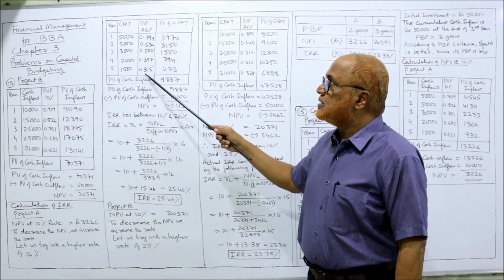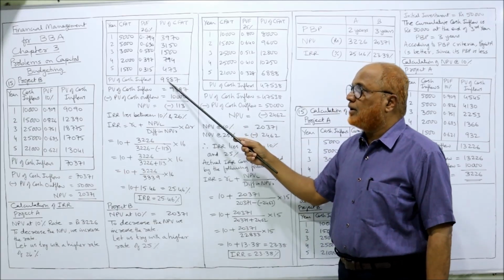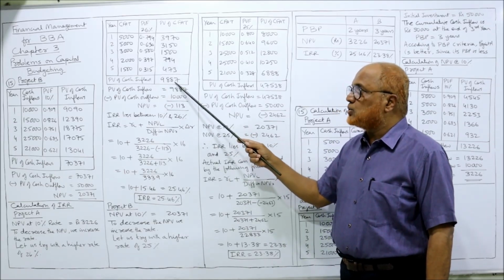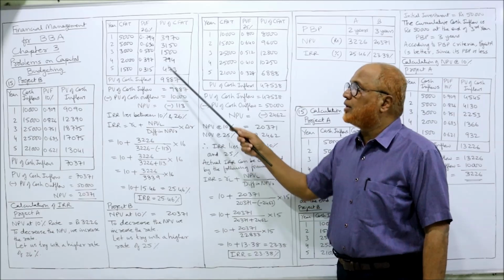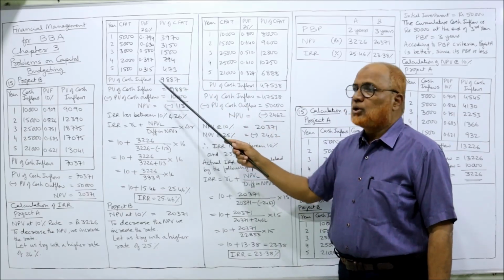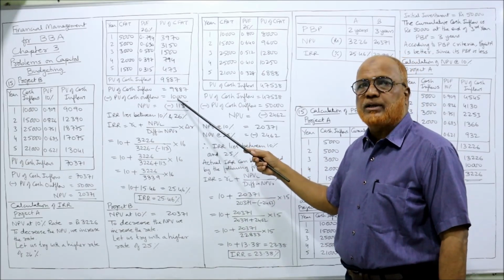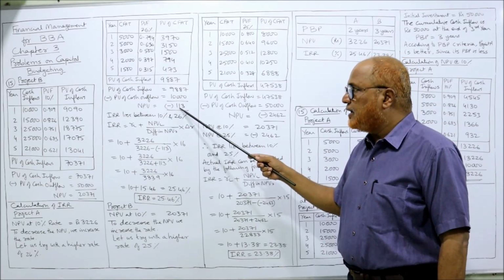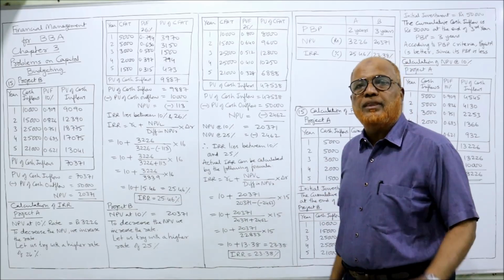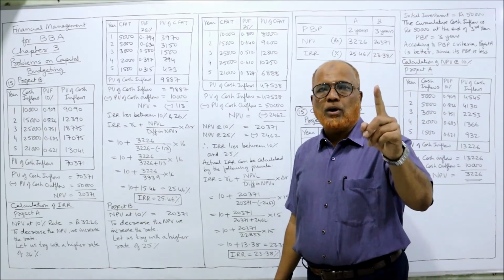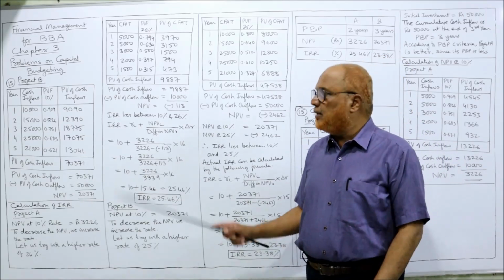So at 26%, calculate the NPV. PV of cash inflow is 9,887 at 26%. So PV of cash inflow 9,887 minus PV of cash outflow 10,000, you are getting negative 113 NPV. That's what we require: one positive NPV, one negative NPV.